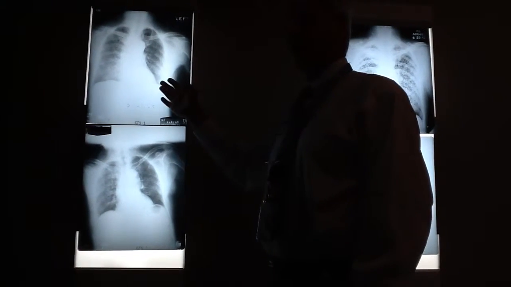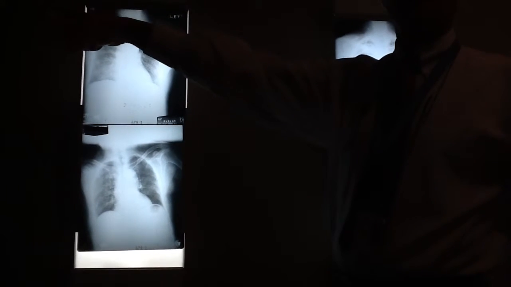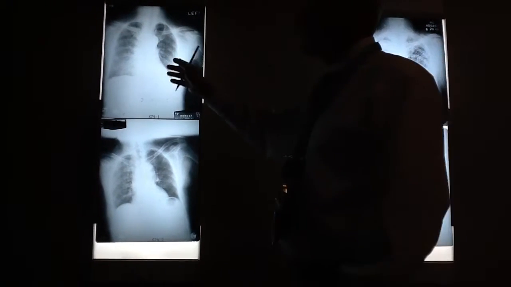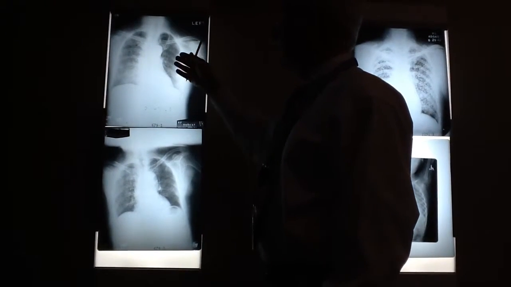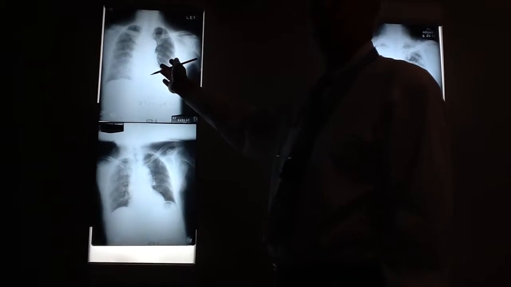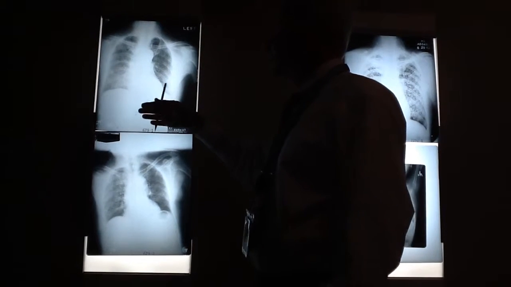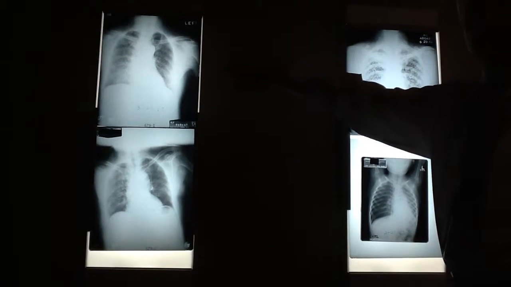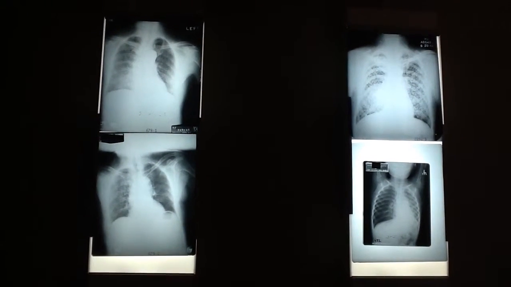And this too is nonspecific, just like the reticular is nonspecific. And TB, which this was, is a common one to do this. But silicosis does it, viral pneumonia does it. There's a number of things that do that, just like reticular.